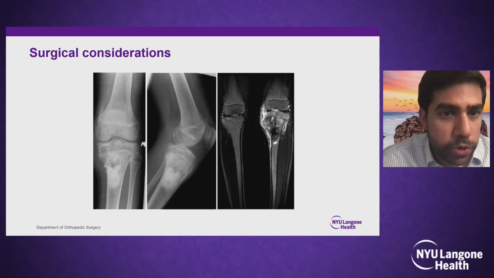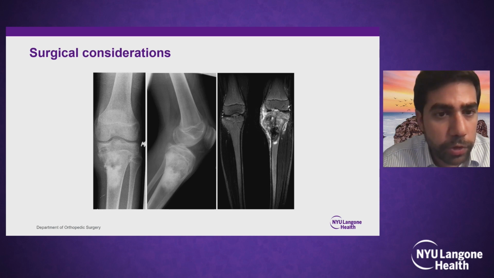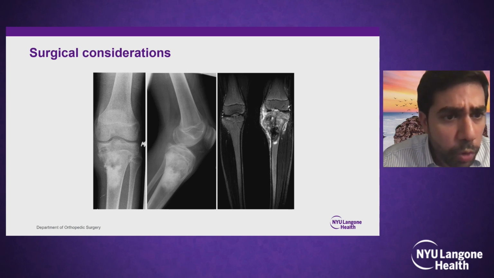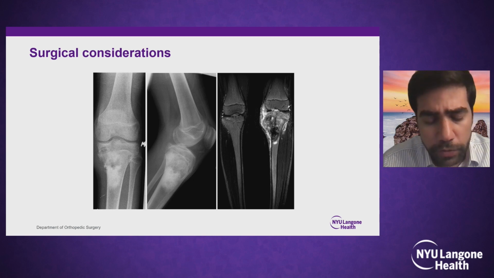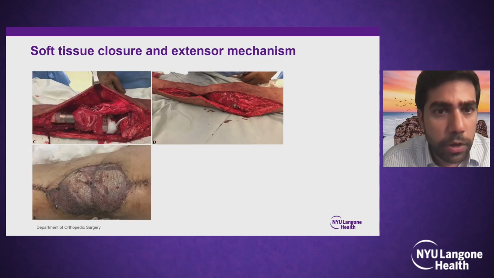So, the surgical considerations, as I mentioned, are the extensor mechanism and soft tissue coverage. Growth is not so much of an issue in this older patient, in 14, 15-year-olds, but more so in patients age 12 and younger. So reconstructing the extensor mechanism, as I mentioned, is extremely important. You always have to do a rotational flap of the medial gastroc.